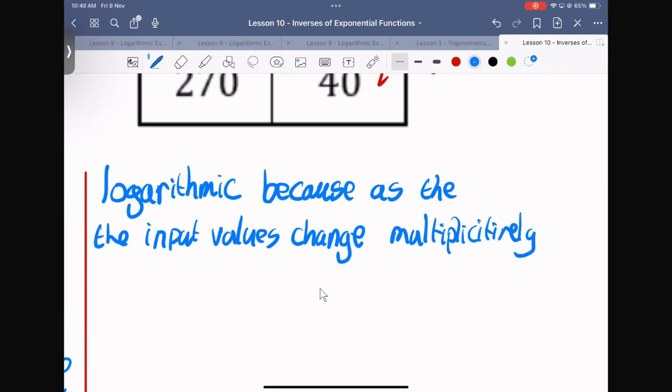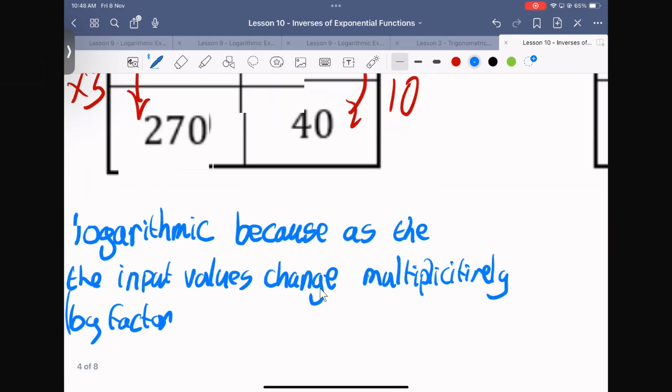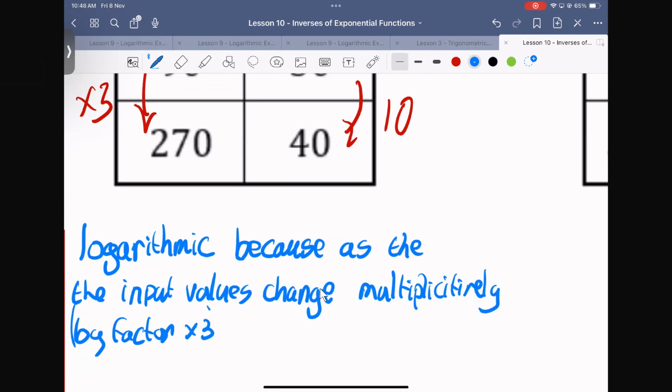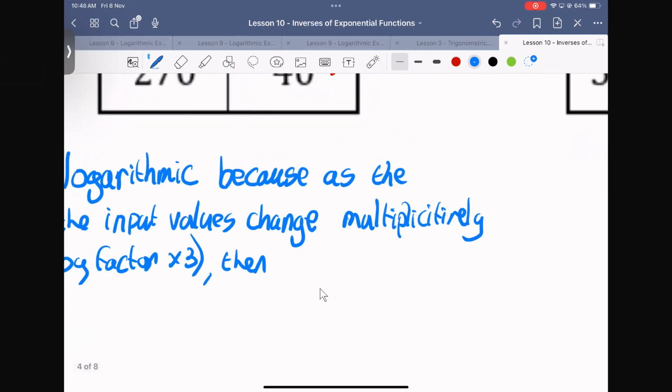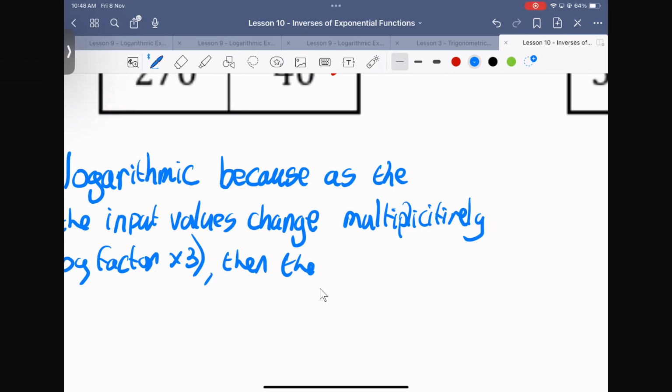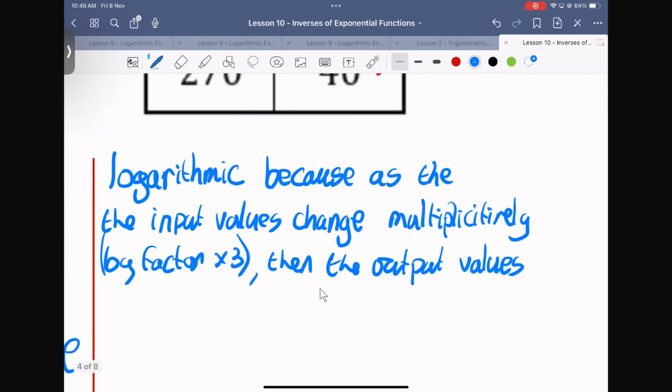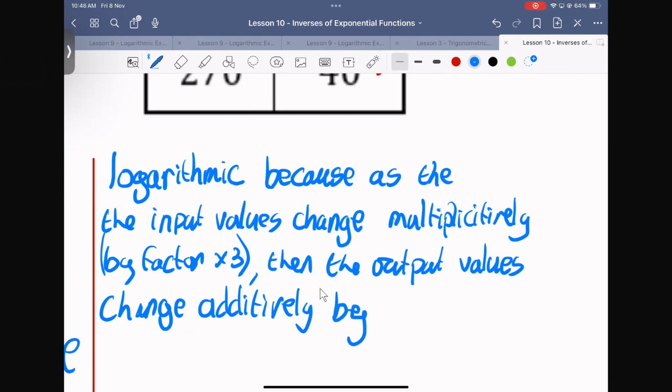Multiplicatively by factor, let's quote the factor always. What was it? 3? By factor 3. Then, what was the rest of our phrasing? Then the output values change additively. The output values change additively by how much? By plus 10.